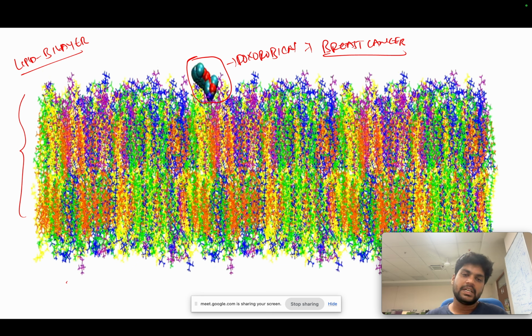But from the literature we found out that doxorubicin is not able to permeate through the lipid bilayer. Suppose the structure is like this. This is the cell membrane, and inside you have the nucleus. The drug should come from outside, enter, and then break the molecule. But in the case of doxorubicin, it is not able to permeate the lipid bilayer. So we tried to figure out the possible reasons why, and from the literature we found that the basic reason is cholesterol.